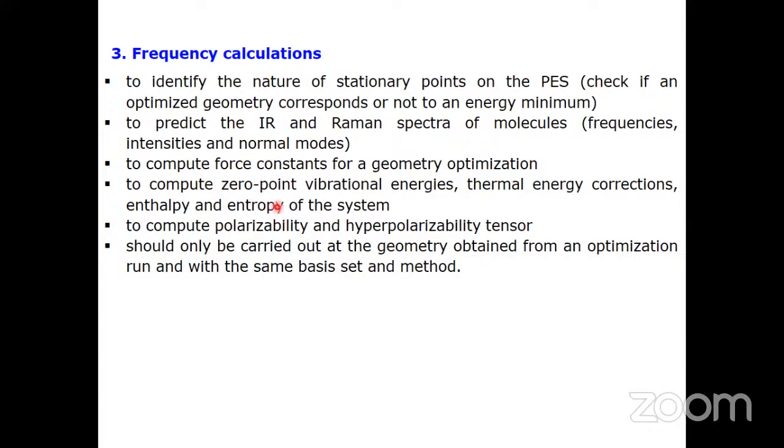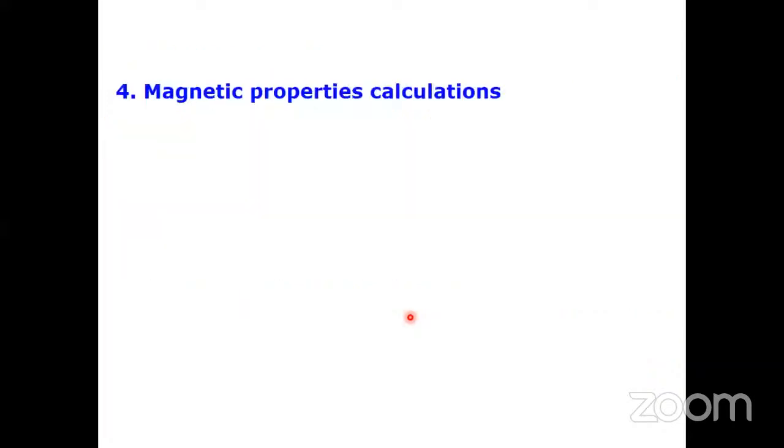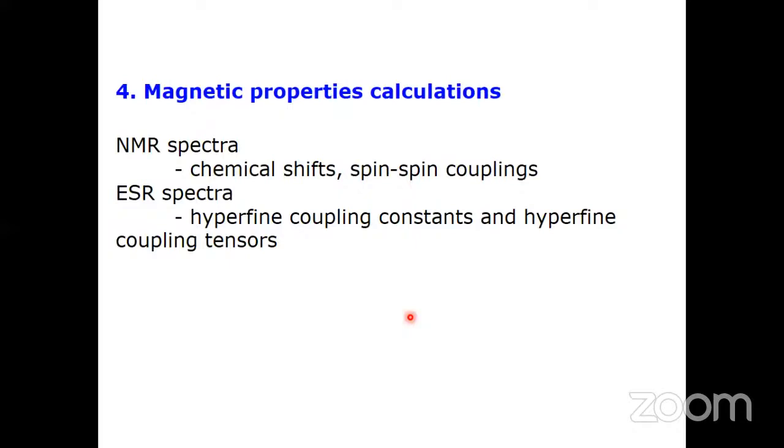It is used to compute force constants for geometry optimization, to compute zero-point vibrational energy, thermal energy corrections, enthalpy and entropy, and to compute polarizability and hyperpolarizability tensors, but these should only be carried out at the optimized geometry. Remember, the last point is very important. It should be carried out only on the geometry obtained from an optimization run, and the same basis set and method have to be utilized. For a local or global minimum, all the calculated frequencies will be positive. But for any stationary point other than a minimum, some of the frequencies may be negative, which is alternatively termed imaginary frequency. Apart from that, we can compute magnetic properties also.